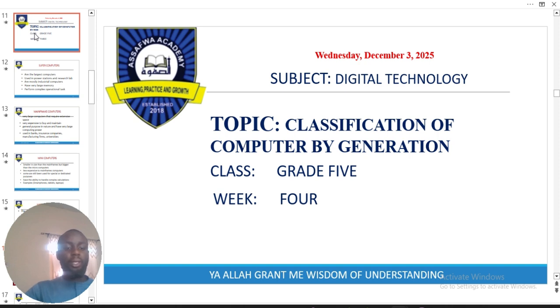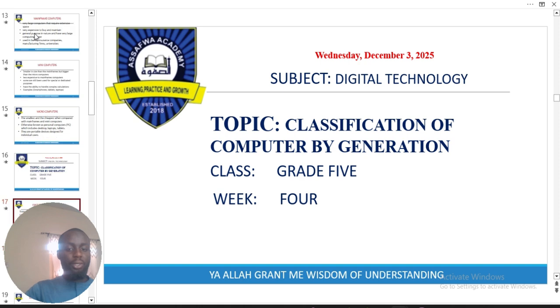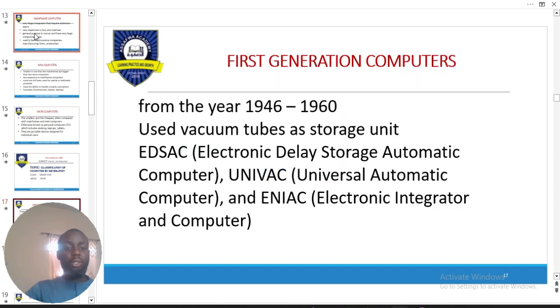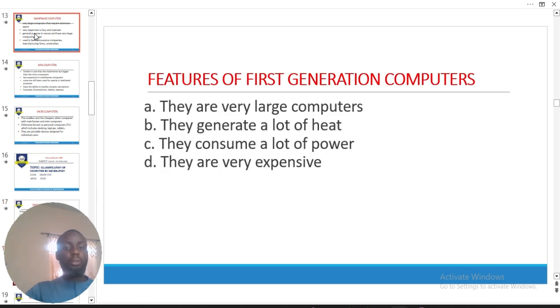So going to the next topic, which is the classification of computer by generation. We have the first generation computers, which were invented from the year 1946 to 1960, and they used vacuum tubes as storage units or storage devices. We have the EDSAC, which is known as the Electronic Delay Storage Automatic Computer. Then we have the UNIVAC, which is known as the Universal Automatic Computer, and we have the ENIAC, which is known as the Electronic Numerical Integrator and Computer. The features of first generation computers: they are very large computers, they generate a lot of heat, they consume a lot of power, and they are also very expensive.